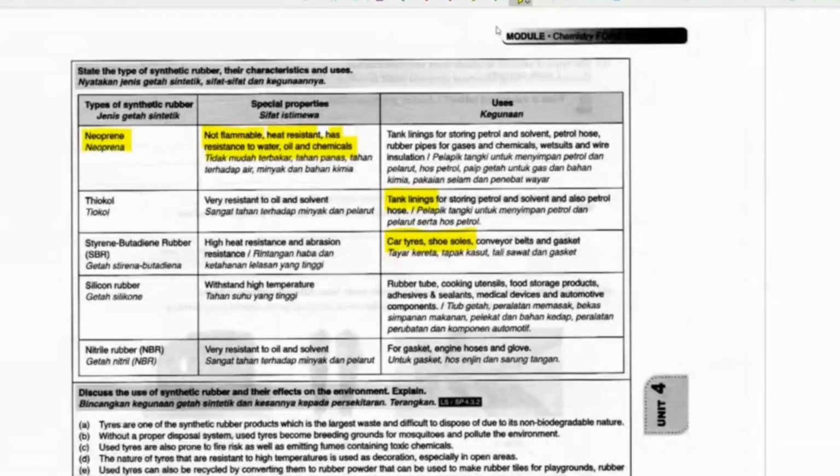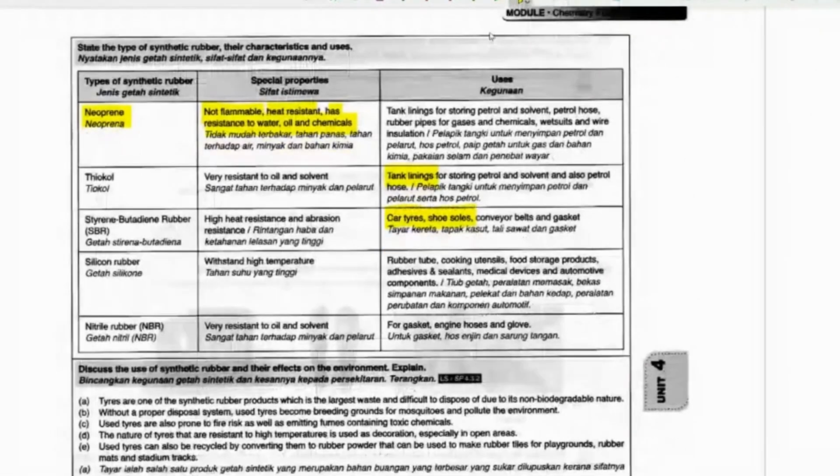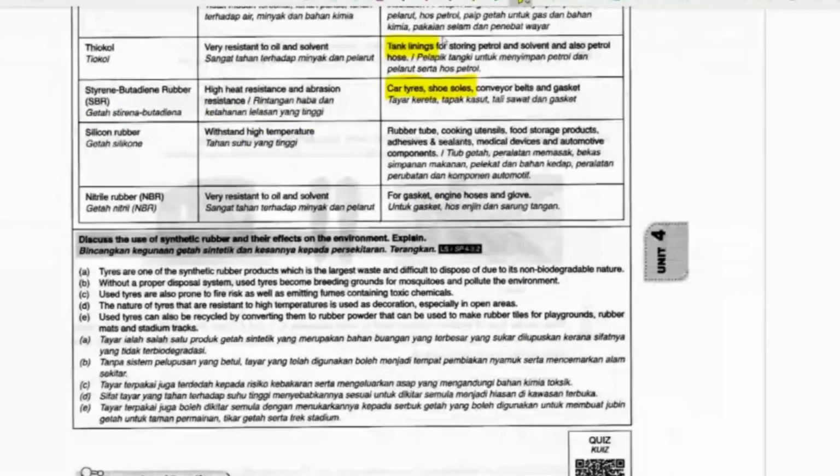Rubber tube, cooking utensil, food storage products, adhesives and sealants, medical devices and automotive components. So that is silicone rubber. Then nitrile rubber, which is very resistant to oil and solvent. So it is used for gasket, engine hose, and gloves.